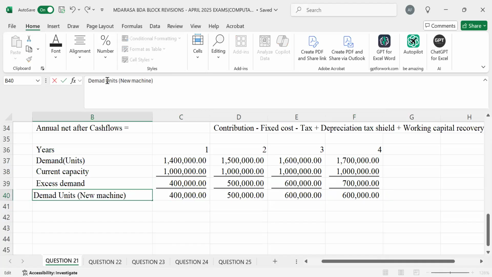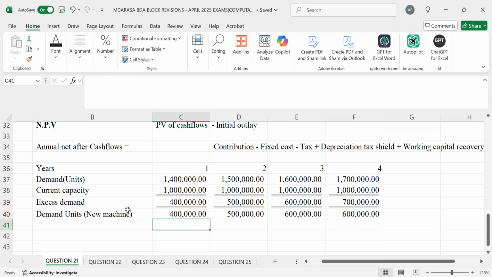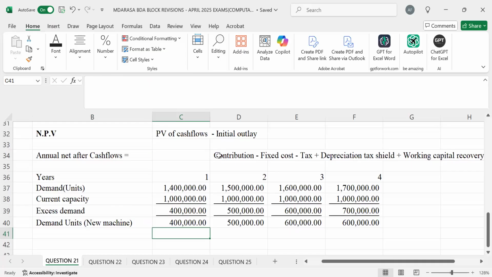The maximum capacity of this new machine is only up to 600,000. So from there we can determine our contribution.